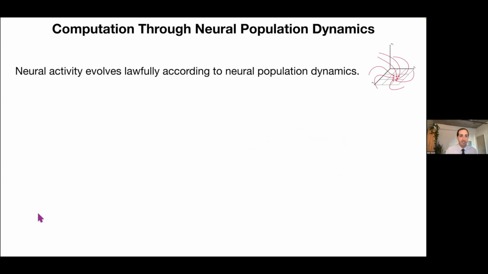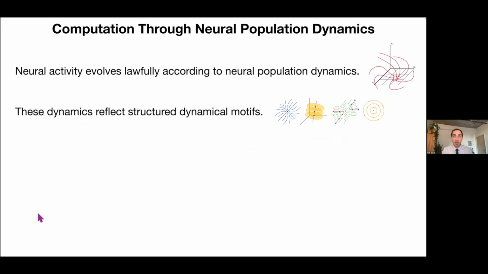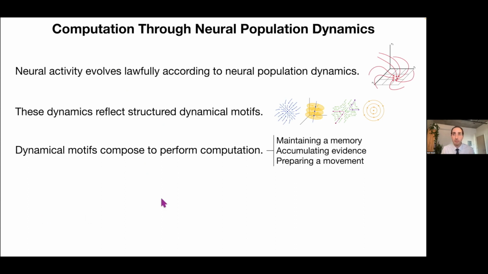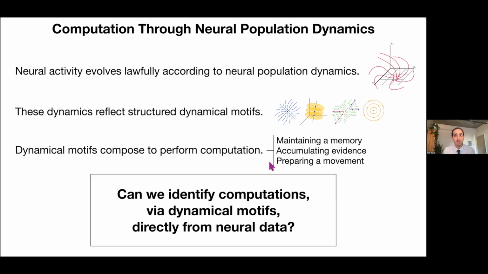So just briefly taking stock, I have shown how neural activity evolves lawfully according to neural population dynamics. These dynamics reflect structured dynamical motifs, and these motifs can compose to perform computation. Okay, I showed this one simple example, maintaining a memory. And in a few minutes, I'll show a few more interesting examples, accumulating evidence and preparing a movement. But first, I want to share the high-level vision here. And this is where I saw another big opportunity, which is to develop an approach to identifying computations in the brain via these dynamical motifs directly from neural data.